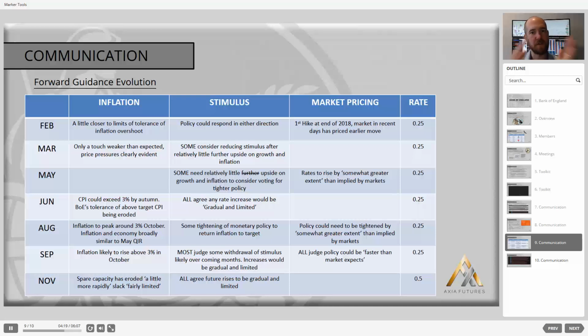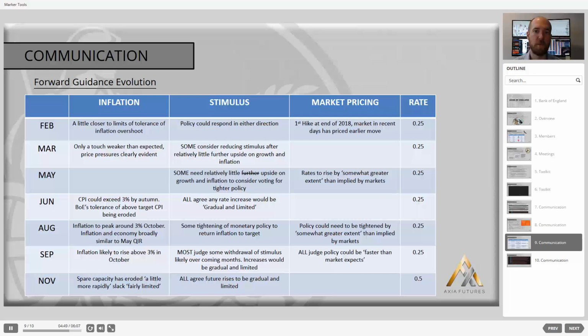So that swings that majority, and that's telling you there's a very good chance at the next meeting that there will be a rate hike. Then comes a few minutes after the decision: all judge the policy change could be faster than markets expect. So again, very strong guidance here that the market is wrong. It's not that some, it's that everyone agrees that the market is wrong on this, basically implying to an even greater degree that rates are highly likely to rise a month later.